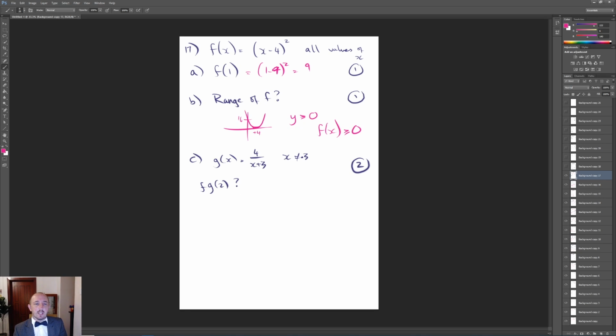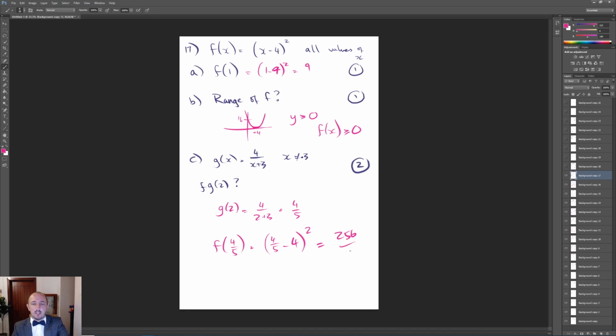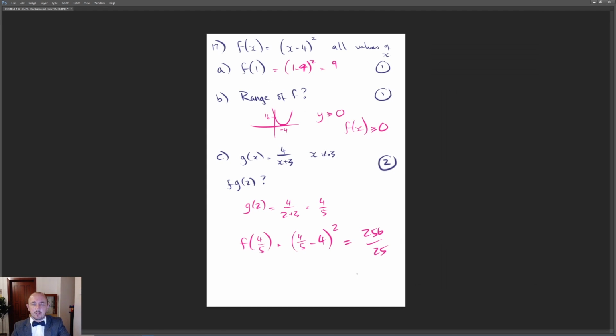Part C, we have g of x and we want to know what g of 2 is. So we're going to do g of 2, which is 4 over 2 plus 3, or 4/5. And then we put that into f. So we're going to do f of 4/5, and we get 4/5 minus 4 all squared. So 0.8 minus 4 squared, 256 over 25, and as a decimal, which they'll probably allow, we've got 10.24.